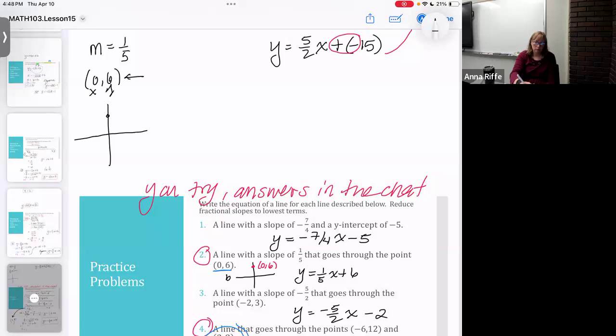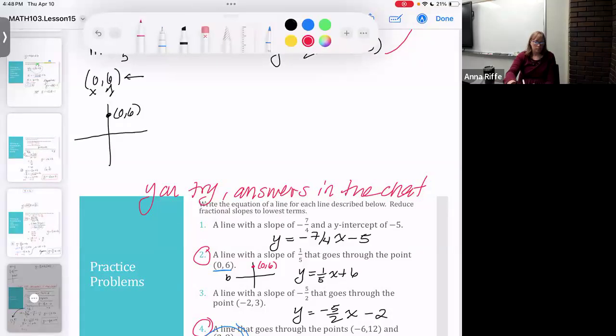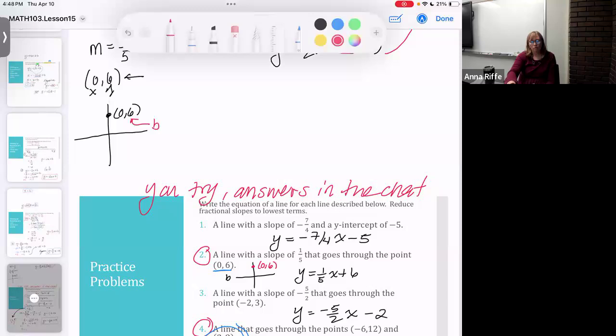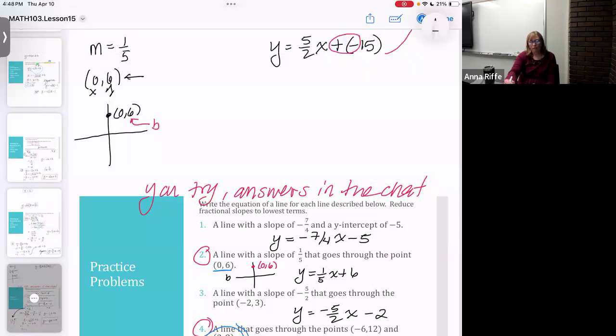So 1, 2, 3, 4, 5, 6, about there. This is the point (0, 6). If I know a point on the line where it crosses the y-axis, that is automatically my y-intercept. So that means b is my y coordinate of that, which is 6. If I know m and I know b, then I can write the equation of the line: y equals m, which is 1/5, x plus b, which is 6.